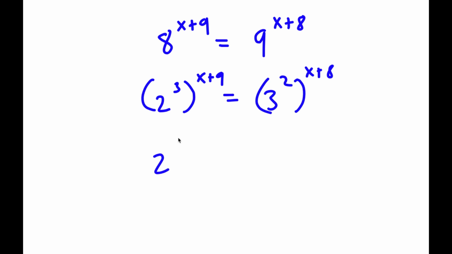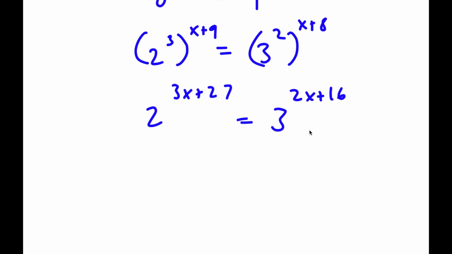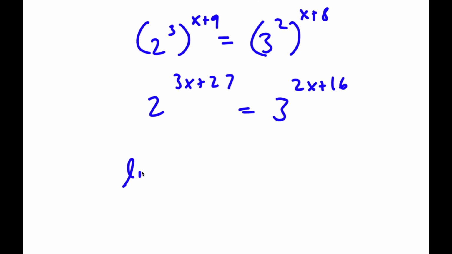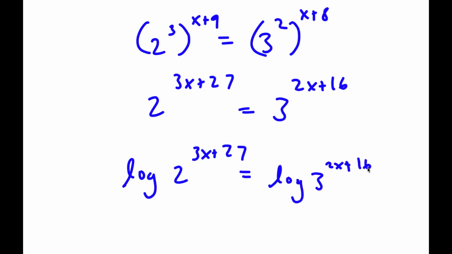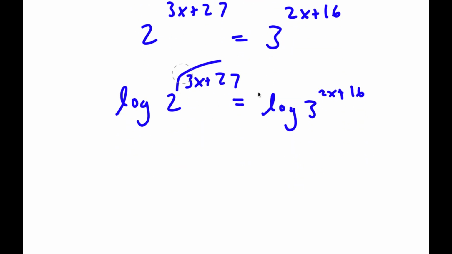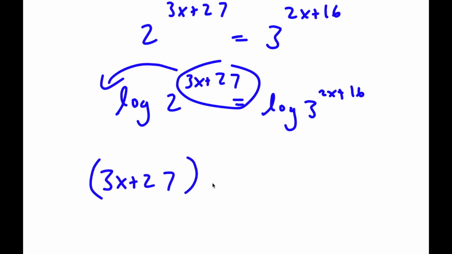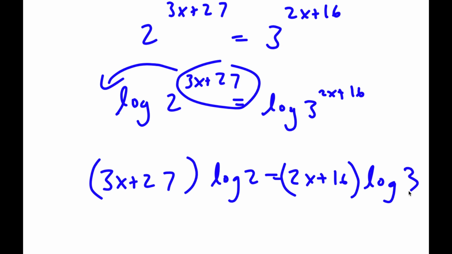Now, this is the same thing as 2 to the power of 3x plus 27. I simply multiplied 3 with x plus 9. I'm going to do the same thing with 2 and x plus 8, so 2x plus 16. Now, if I take the log on both sides, I have log 2 to the power of 3x plus 27 is equal to log 3 to the power of 2x plus 16. Now, I can go ahead and move this to the front, same with this one, so I get 3x plus 27 times log 2 is equal to 2x plus 16 times log 3.